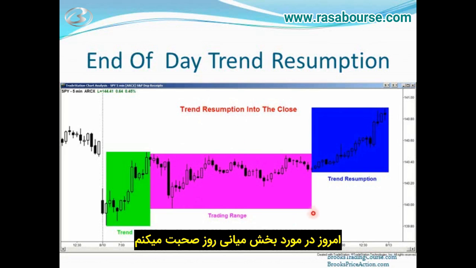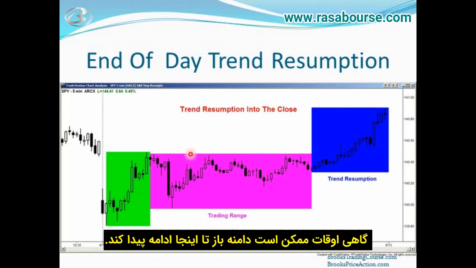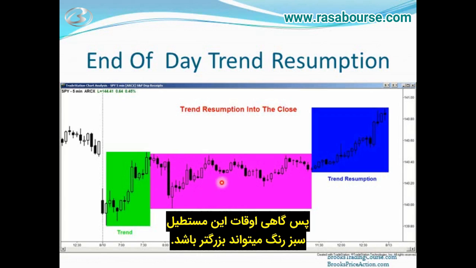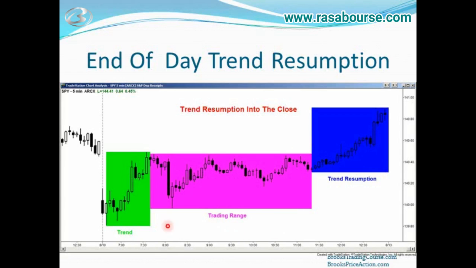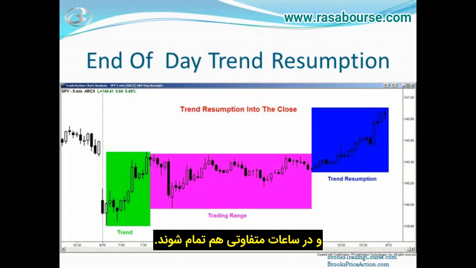Today I'm talking about this pink area, the middle part of the day. The opening range sometimes can last all the way out here. So sometimes the green box can be very big, the pink box can be small, sometimes the blue box can be small, sometimes it can be big. The different parts of the day can start and end at different times.